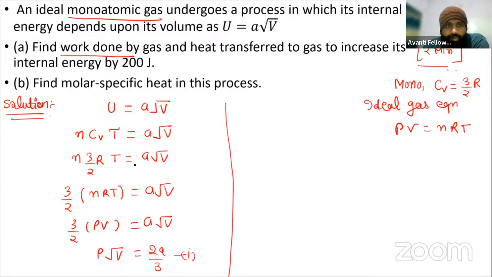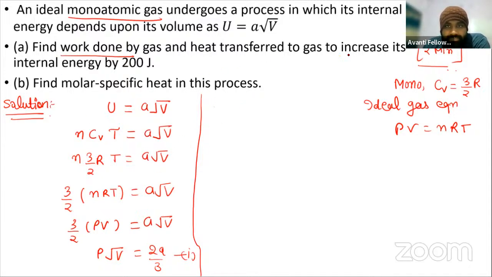So according to this question, the pressure and volume relation in this process is P root V equals 2A by 3, or P root V equals constant, you can say. So the gas will undergo this process in terms of pressure and volume.